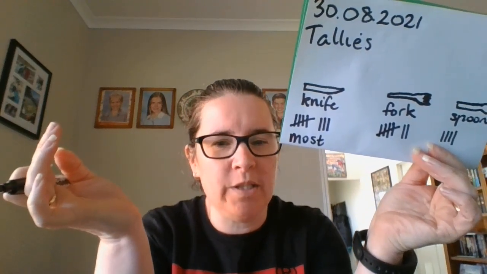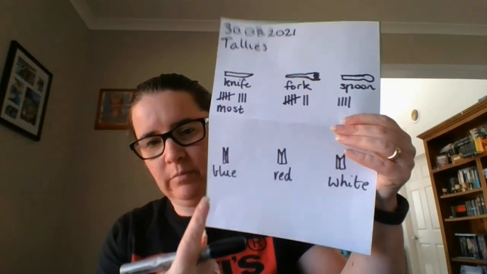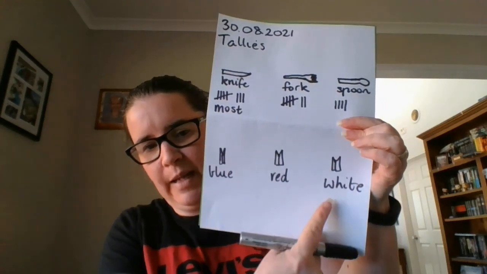I'm going to do one more to demonstrate for you, just to make sure that we know. So this time, I went outside and I got my peg bucket. And in my peg bucket, I have pegs that are blue, pegs that are red, and pegs that are white. So same thing, they're all pegs, they're just different colours this time. And here we go, down the bottom, I did blue pegs, red pegs, white pegs. All right, here we go. Let's count the blue ones.